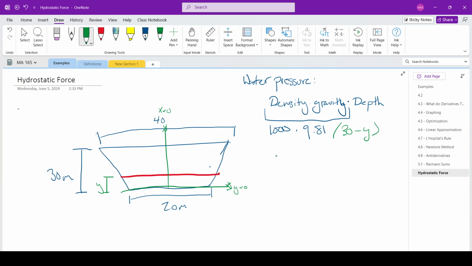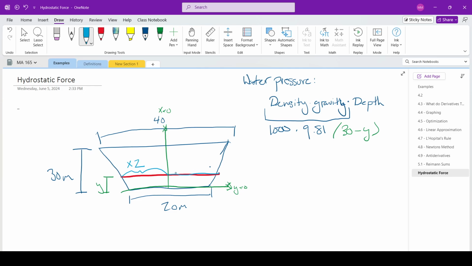Then I say, well, what is being pressurized, if you will? The area of this strip right here is what's going to be pressurized. So we're going to find the area of the blue strip and then multiply it by 2, because this right here is symmetrical.